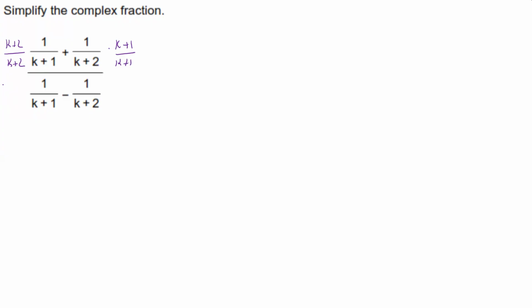And the same thing is going to occur here. We're going to have to multiply this by k plus 2 over k plus 2, and this one by k plus 1 over k plus 1. Okay, so now when we multiply k plus 2 times 1, we get k plus 2, and then plus, we have k plus 1, and that's all over k plus 1, k plus 2.